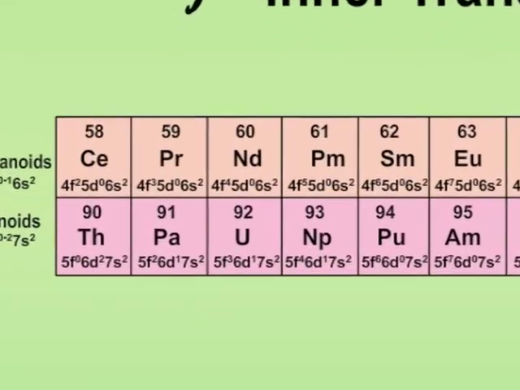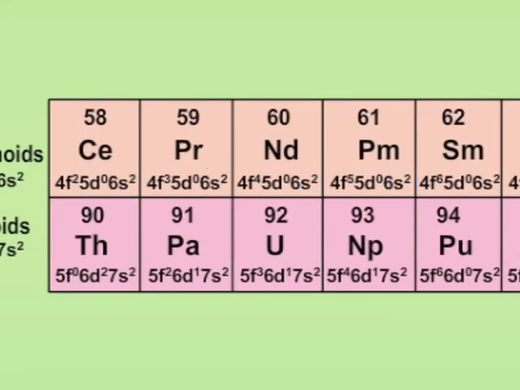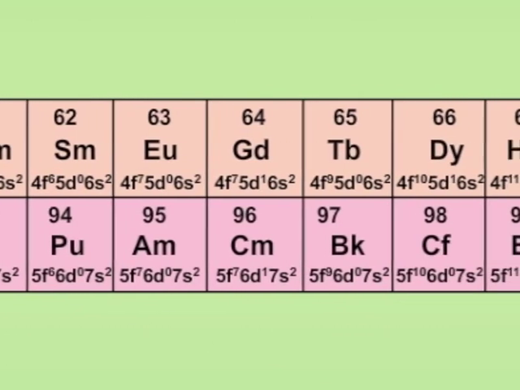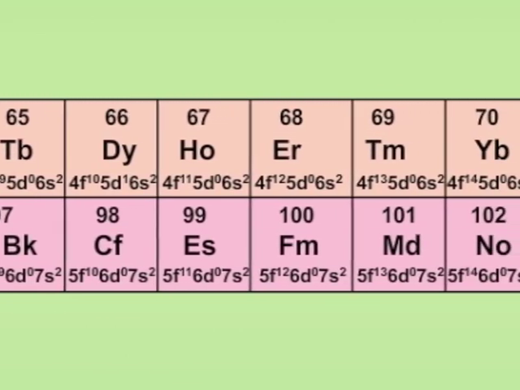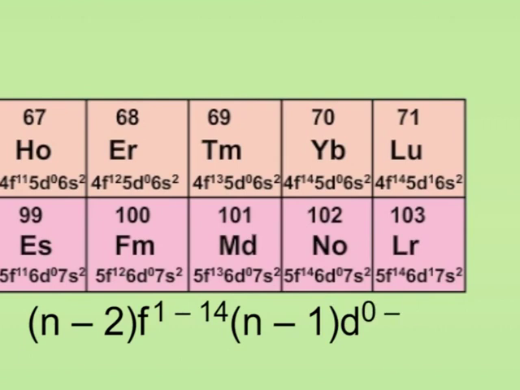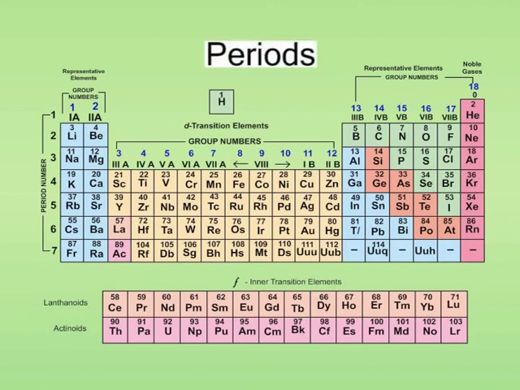The s orbital of the last shell is completely filled. The d orbital of the penultimate (n-1) shell invariably contains 0 or 1 or 2 electrons, but the f orbital of the antepenultimate (n-2) shell gets progressively filled in. As such, their general outer electronic configuration is (n-2)f 1 to 14 (n-1)d 0 to 1 ns2. Let us now learn about the periods.